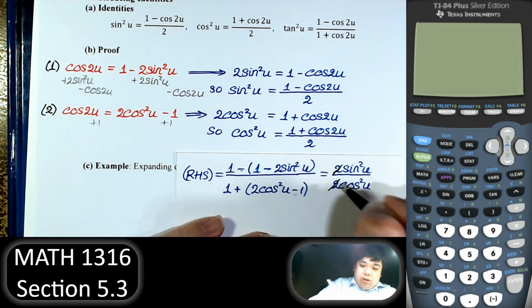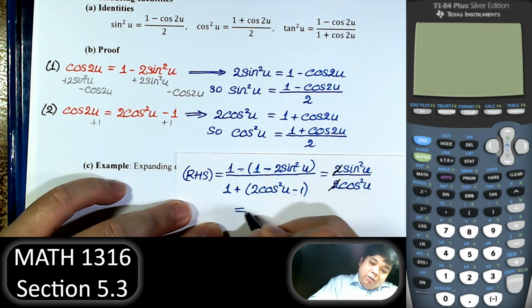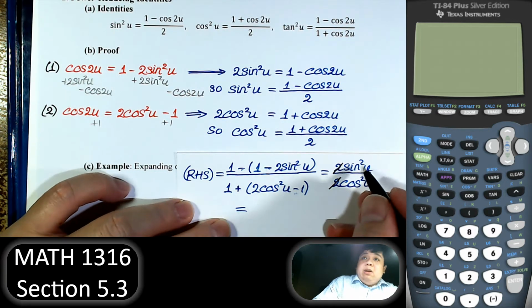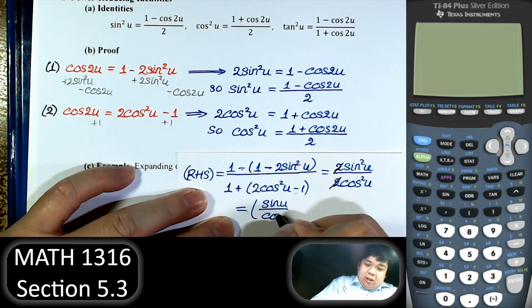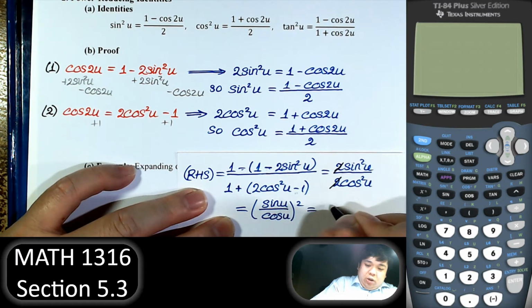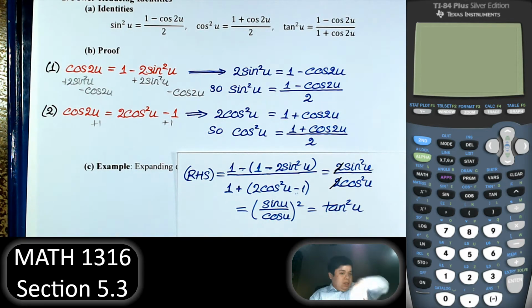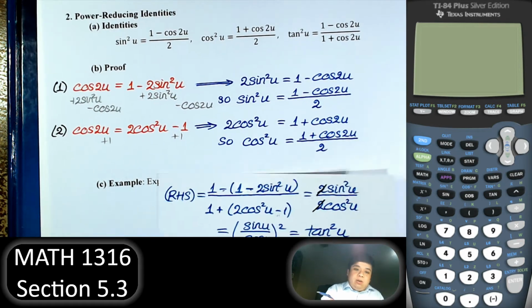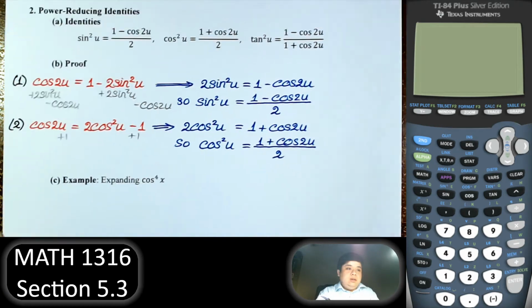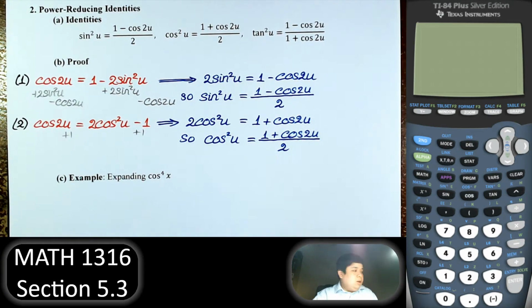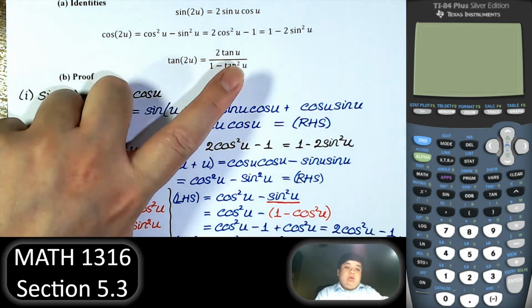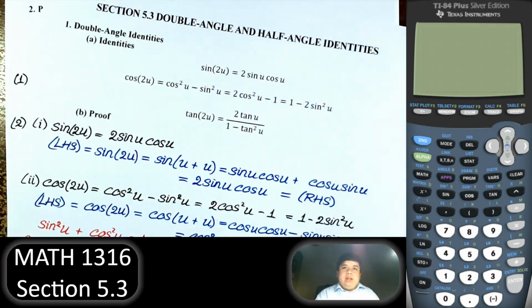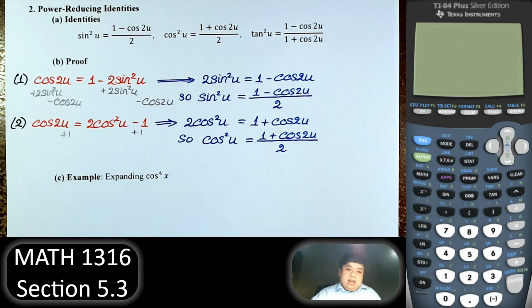Cancel out the 2. We have sine square over cosine square. Of course, that is sine over cosine square, which give us tangent. Right. So, yeah, a little bit different, but we can use that. Yeah, because if we start from this one and we try to solve for tangent square, yeah, that might not be as direct as this formula.